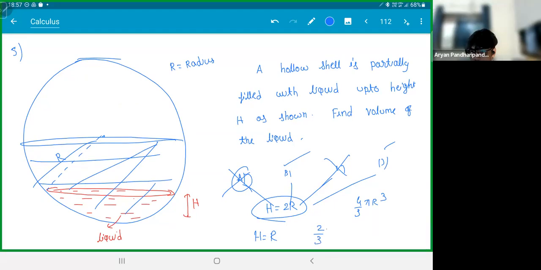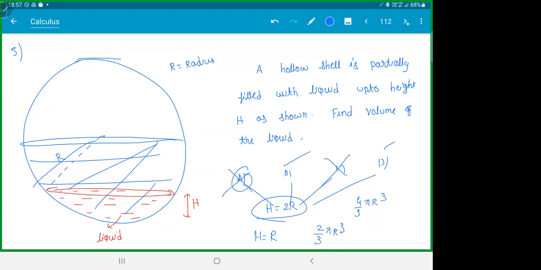2 by 3 pi r cube, right? Pi r cube. Are you getting it? Half the volume, right? So if you put h is equal to r, the option should give you 2 by 3 pi r cube. If that doesn't give you, it is wrong. I hope you're getting how to guess. This is one way to guess by putting different values, and you're actually changing the question to something which you already know.